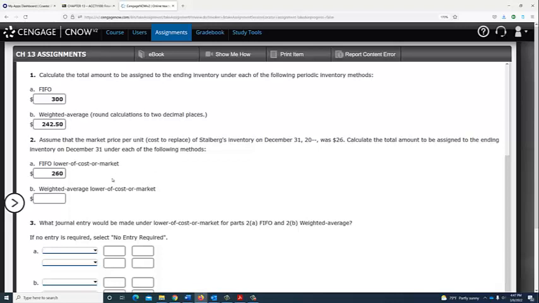Okay, and now we will assume we're using the weighted average inventory method and we're going to employ lower of cost or market with it. We already know that the market value is 26 times 10, so that's 260. My weighted average value is 242.50. That's the value on my books. So I'm not going to do anything. I'm just going to leave my books the way they are because I have the lower value.